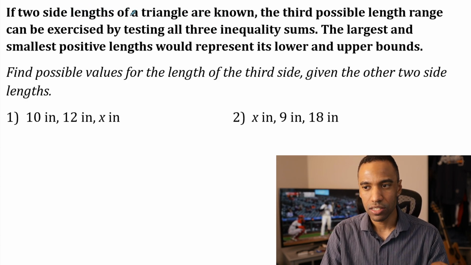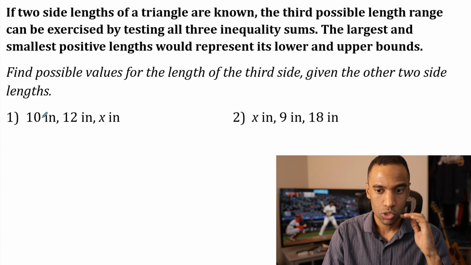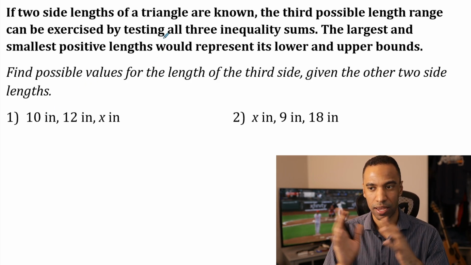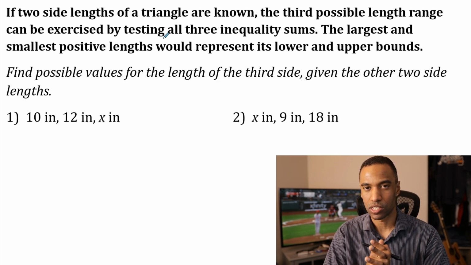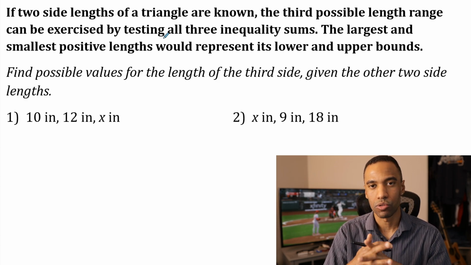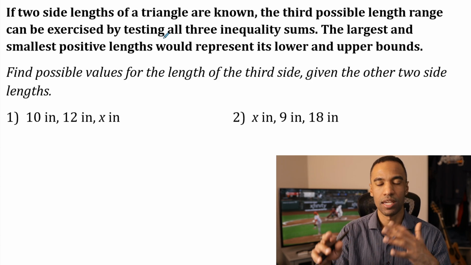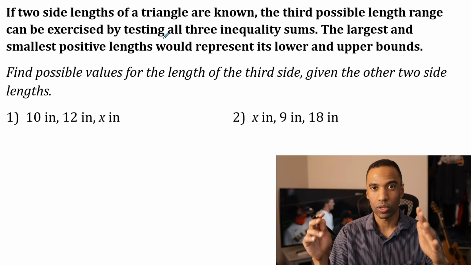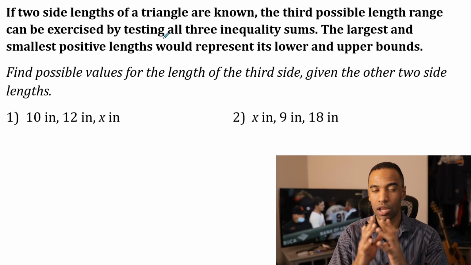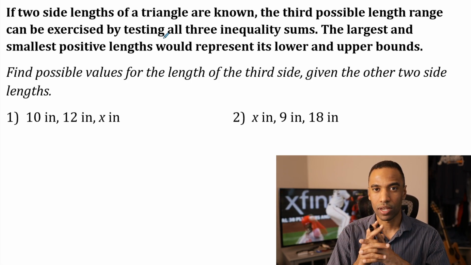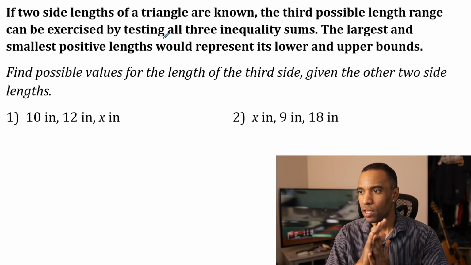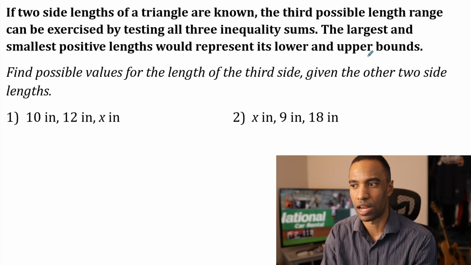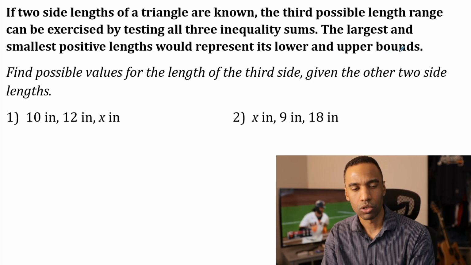if two side lengths of a triangle are known, if you only know two of them, the third possible length range can be exercised by testing all three inequality sums. So you saw the triangle inequality theorem. You saw that I did a plus b, b plus c, and a plus c to test to see if they're greater than. I'm going to do all three tests here to look at a range of what the possible values are of the third side. You'll kind of see what I mean when we play with it. Here, the largest and smallest positive lengths would represent its lower and upper bounds. Once you see an example, you'll know what I mean here.